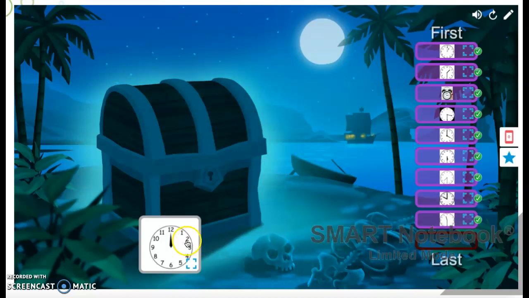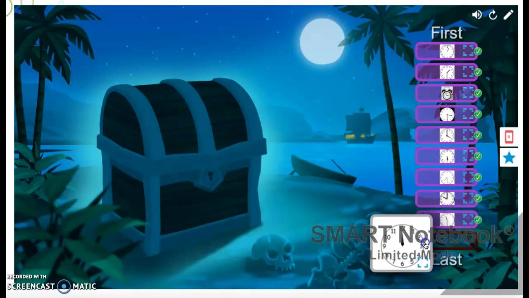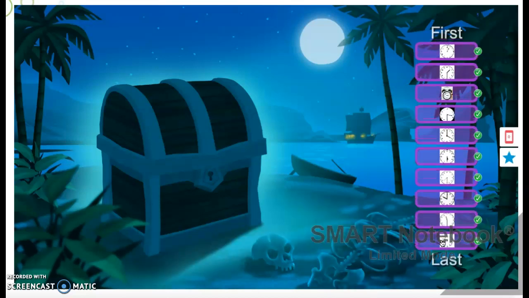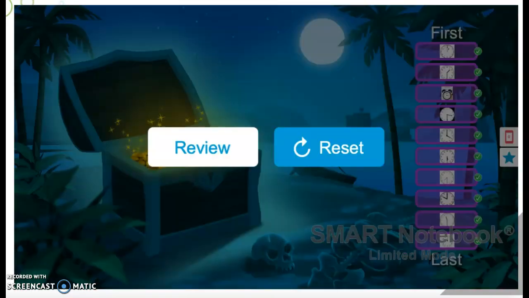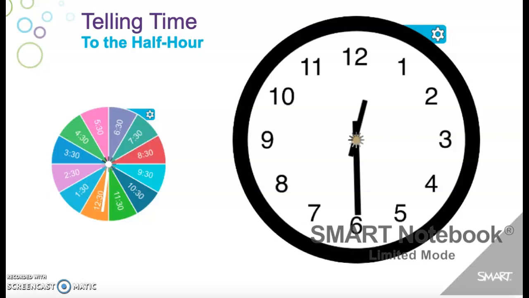And then last but not least, the hour hand and the minute hand are both on the 12, meaning that it's 12 o'clock. Woo! We got it. We got the pot of gold. All right, moving on to the next slide.